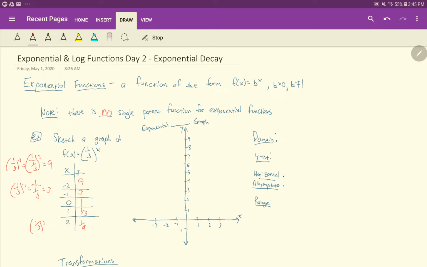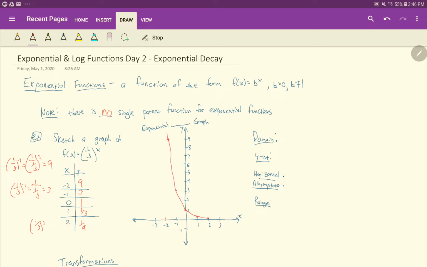Again, if you're going to try this in your calculator, make sure you put parentheses around your fraction when you do your exponent, and also put parentheses around your exponent, the -2. Okay, so we'll go ahead and plot these points. So let's see here: (0, 1), (1, 1/3), (2, 1/9), (-1, 3), and then (-2, 9), and we'll just connect these dots.